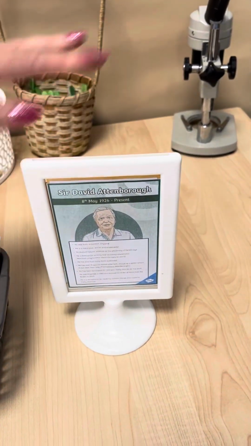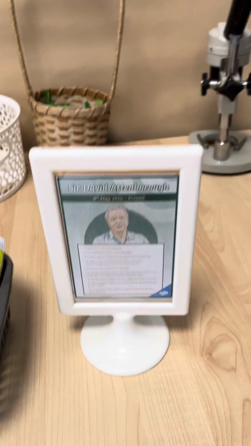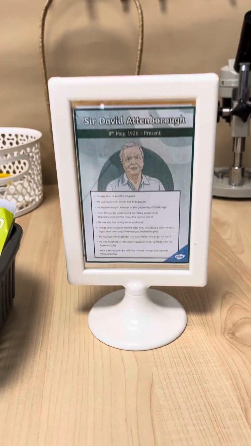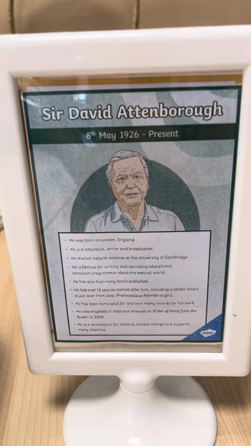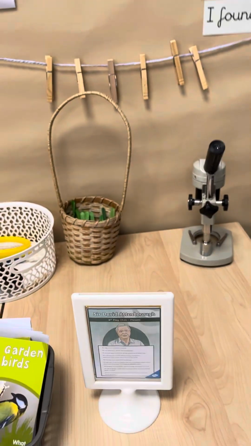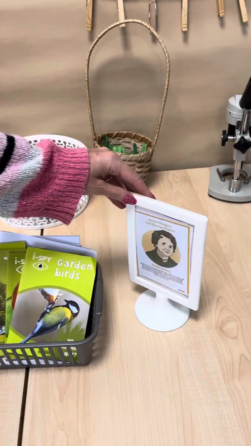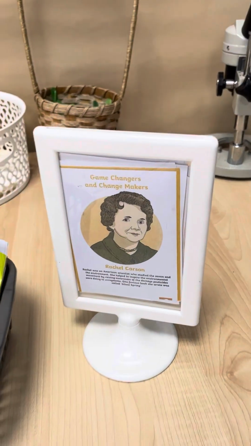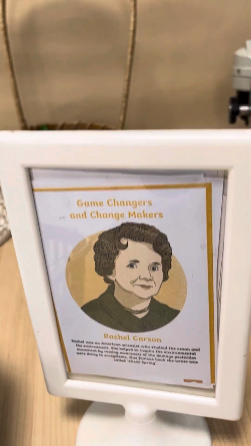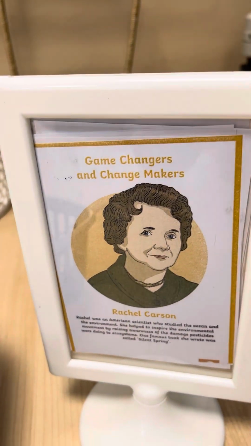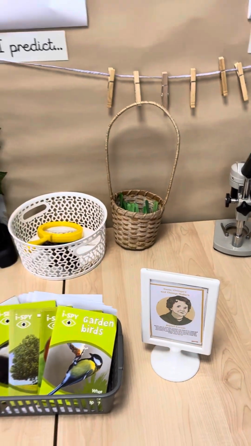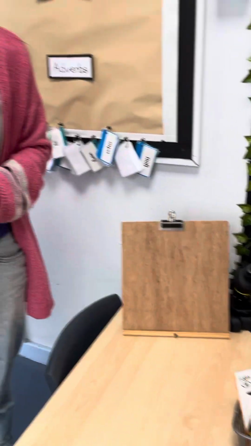I try to always include in this little stand a famous scientist. Sometimes it's linked to our unit. We did animals, so it was Sir David Attenborough. Sometimes it's not. Sometimes it's a particular interest or a scientist that a child is particularly interested in. Sometimes I might try and choose a female scientist for the children to get to know some of the scientists' names.